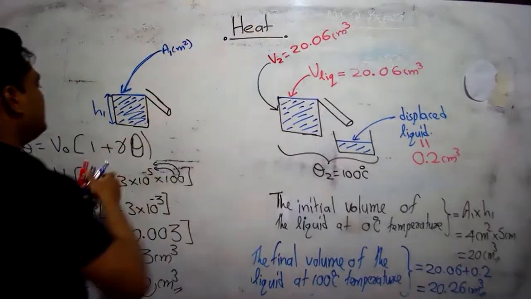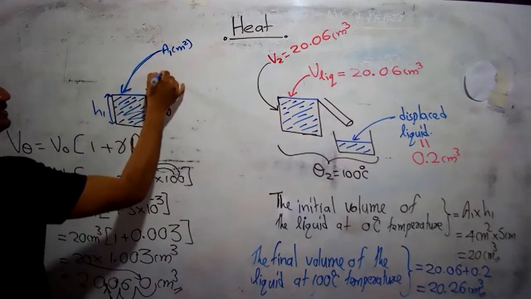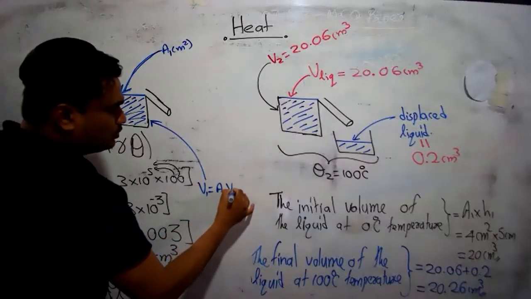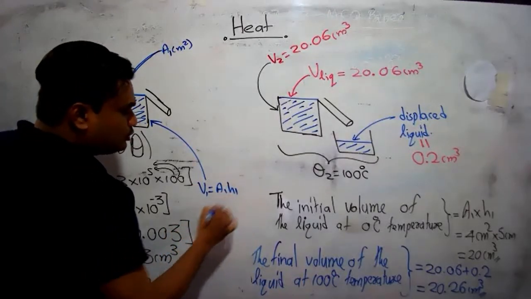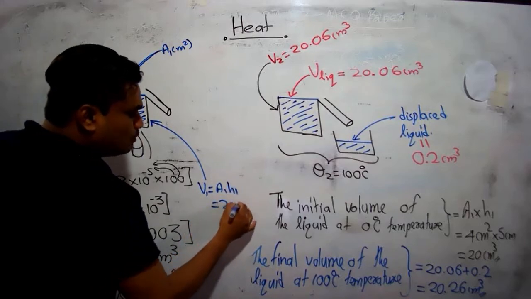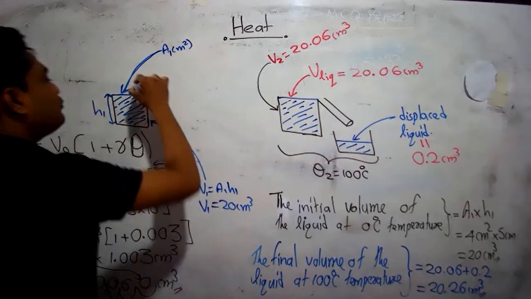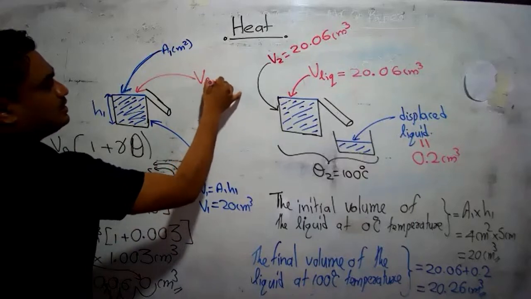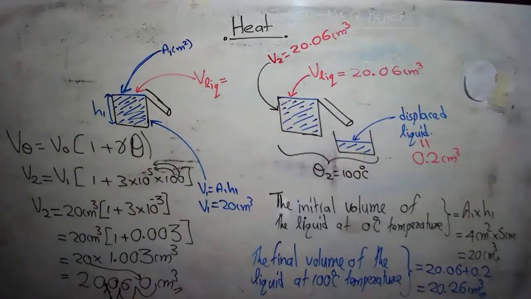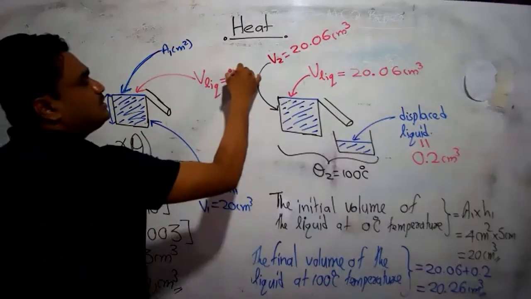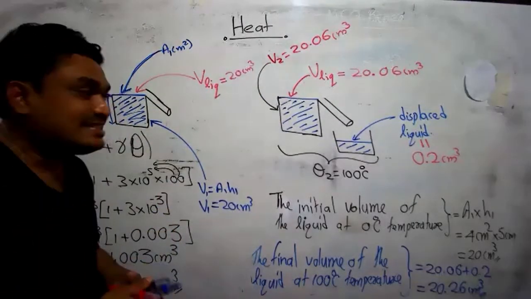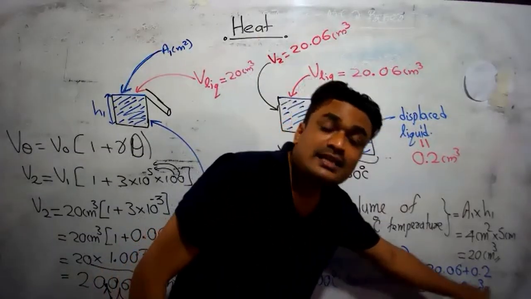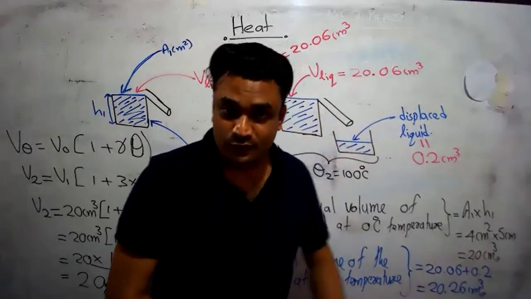What is the initial volume of the liquid? That is the initial volume of the section of the vessel, V1, A1 into H1. So that is 20 cubic centimeter. So what should be the volume of the liquid at the beginning there? 20 cubic centimeter. So now the volume of the liquid has increased from 20 cubic centimeter to 20.26 cubic centimeter. So that is the real expansion of the liquid.